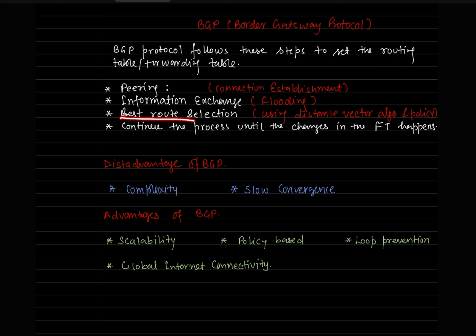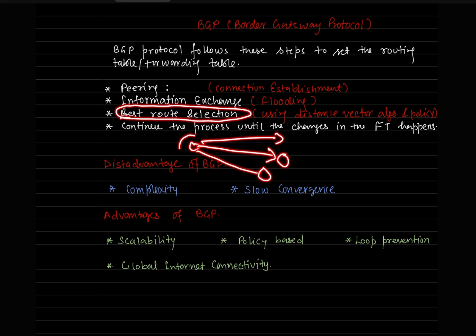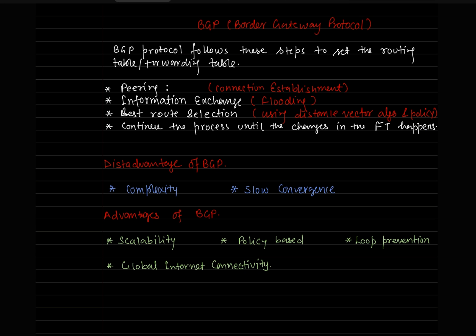When any router gets information or vectors from its neighbors, the router will update its vectors or best routes by using the distance vector algorithm with consideration of policy, as we have done just a moment before. We continue the process until a change happens in any forwarding tables or vectors corresponding to any routers. If it is happening, then we continue the process, otherwise we stop. In other words, we continue this process until the forwarding tables are stable, right?